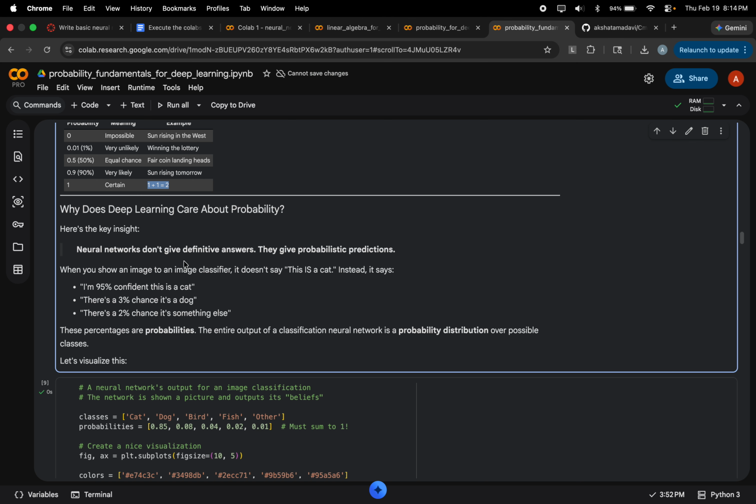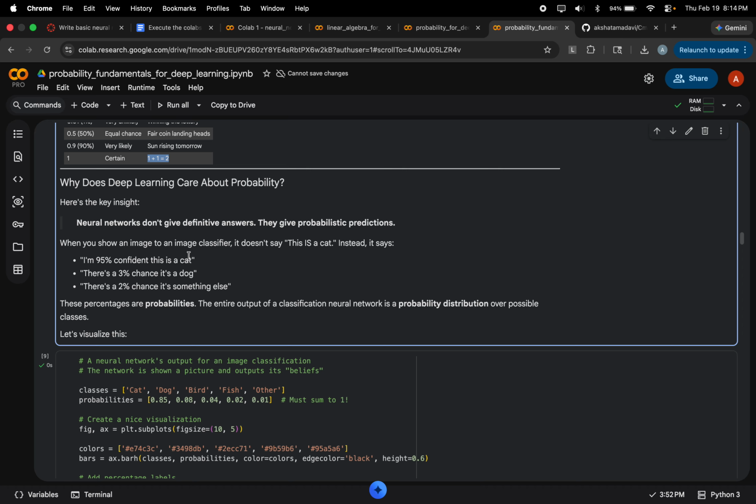Because a neural network does not give definitive answers. They give probabilistic predictions. So when you show an image to an image classifier, it doesn't say this is a cat. Instead, it says that I'm 95% or 70% confident that this is a cat, and there's a 3% chance it's a dog, 2% chance it's something else. So these percentages are probability, and the entire output of the classification neural network is a probability distribution over possible classes.